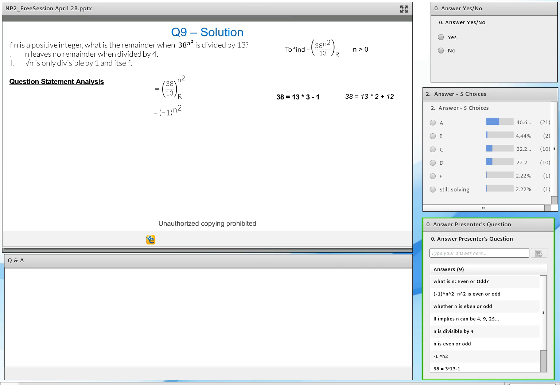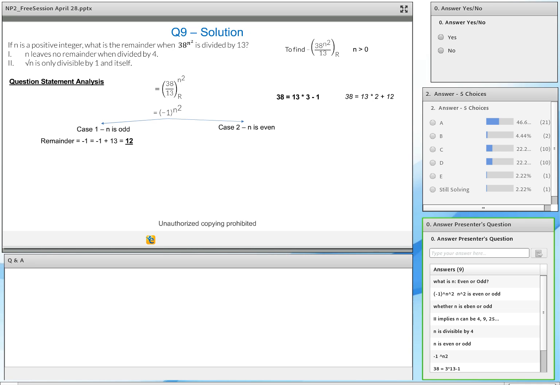Now I have to consider two possibilities with n. One could be that n is even, and again, why am I considering even or odd? Because the value of minus 1 raised to the power n squared will change depending upon if n is even or if n is odd. Again, in DS questions, I always have to figure out what my possible values are, and that's how I come up with my cases. So case 1 is that n is odd and case 2 is that n is even.